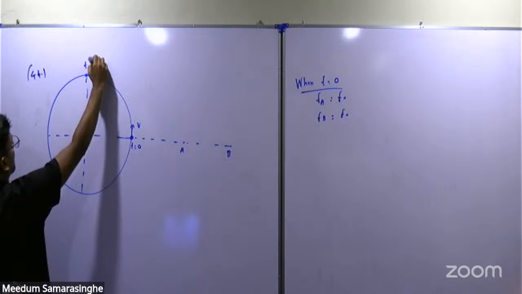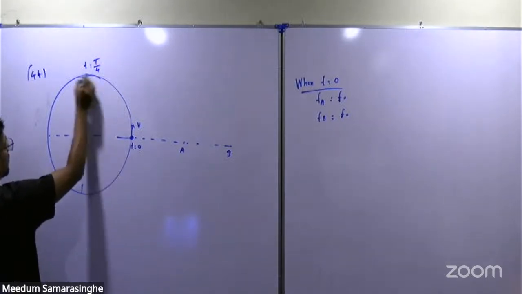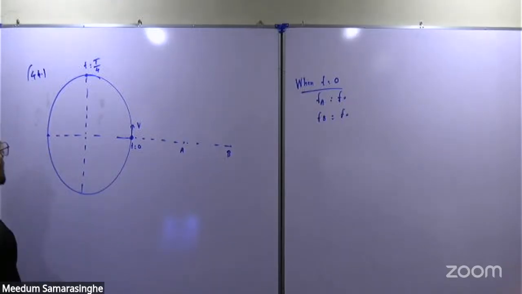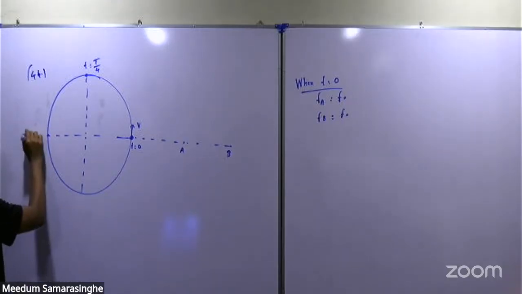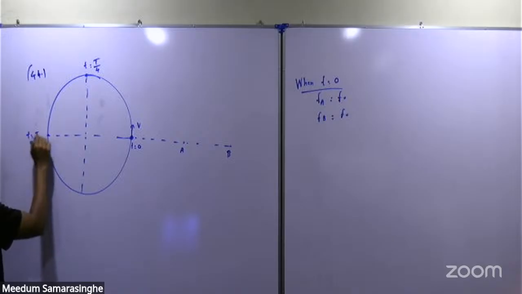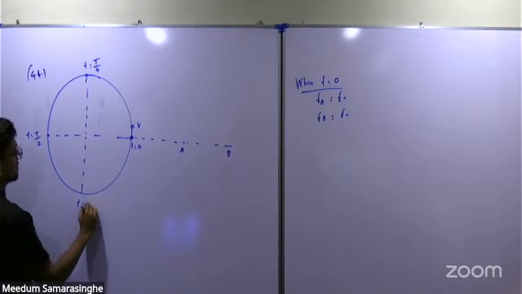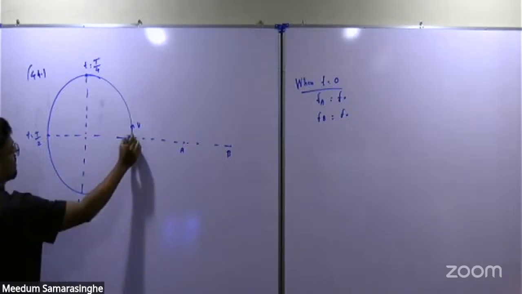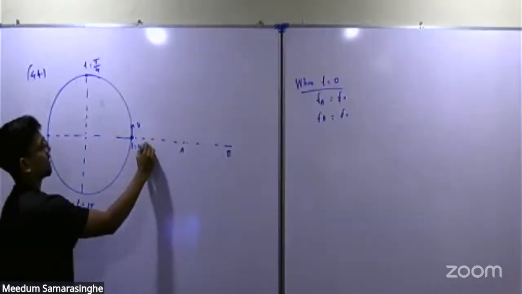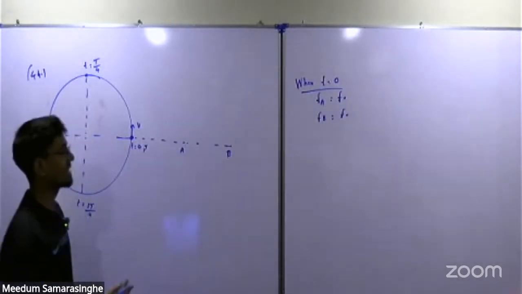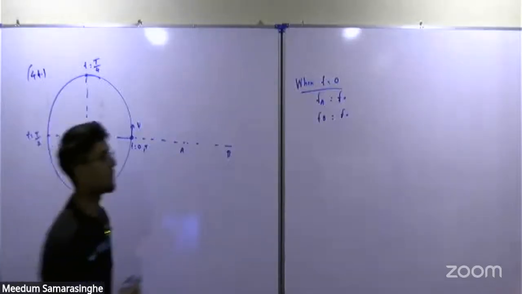Let's say the periodic time is capital T. After T over 4, the particle is at this point. When time equals T over 2, it is at this one. When time equals 3T over 4, it is at this point. When time equals the periodic time, the object is again at this point. Now we need to find the graph of the frequency heard by B with time.